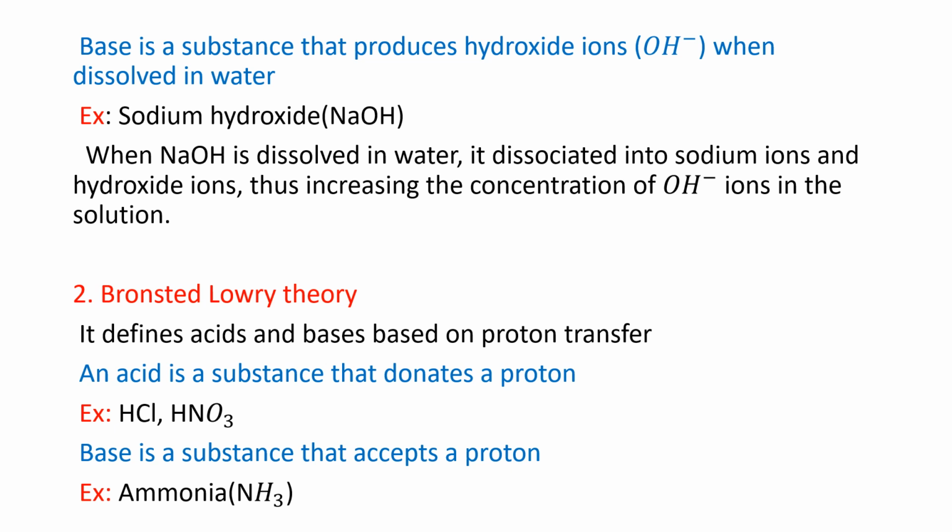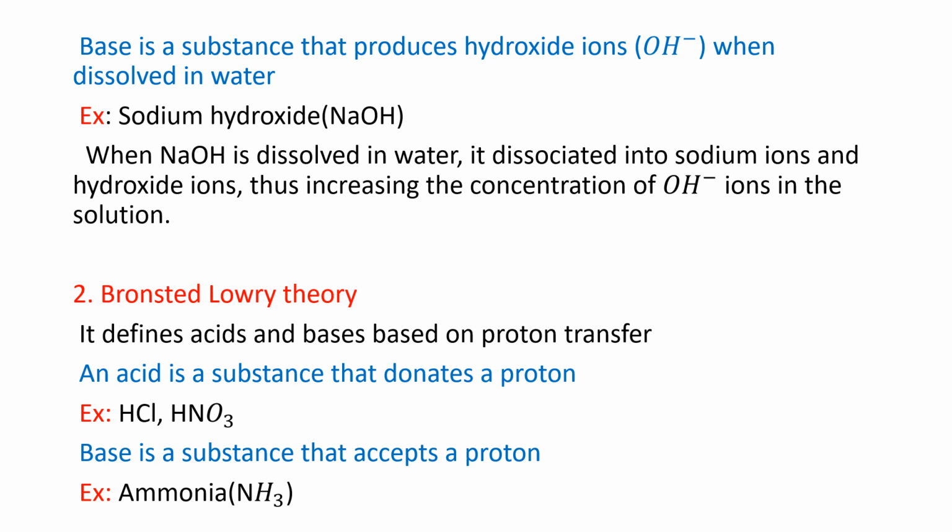Now let's see the next one, that is base. According to this, a base is a substance that accepts a proton. For example, ammonia. We know that if ammonia is treated with an acid, it will take up the H+ ion from the acid. Therefore, we can call ammonia a base. The one who accepts the proton is a base. The one who donates the proton is an acid.